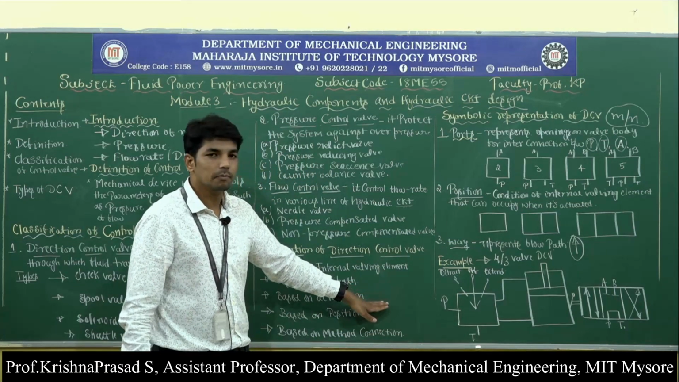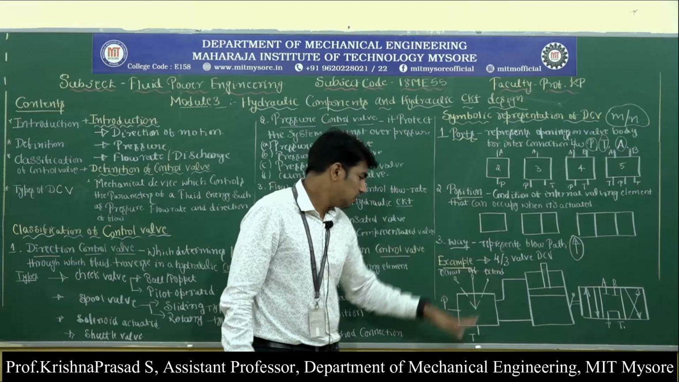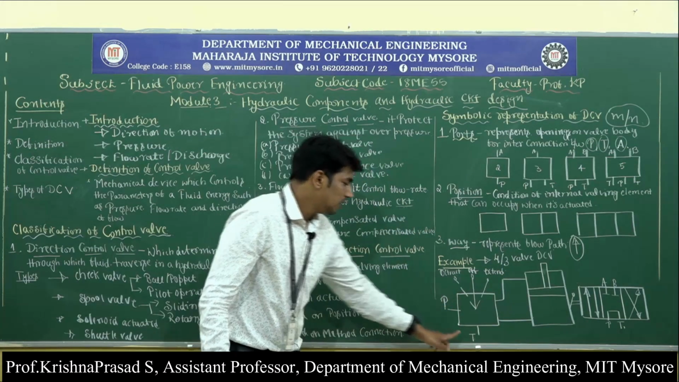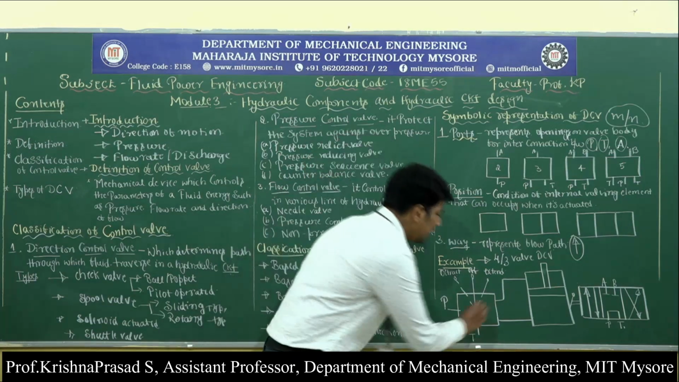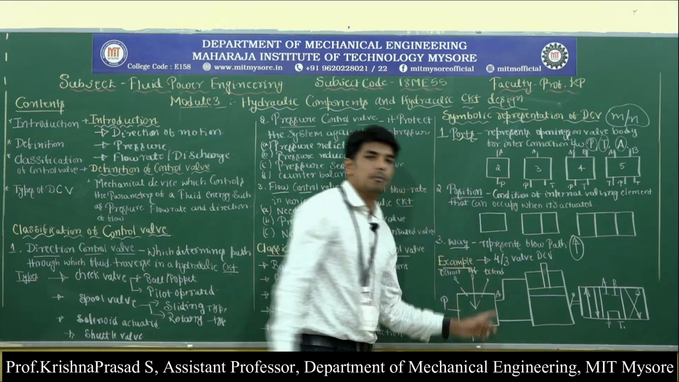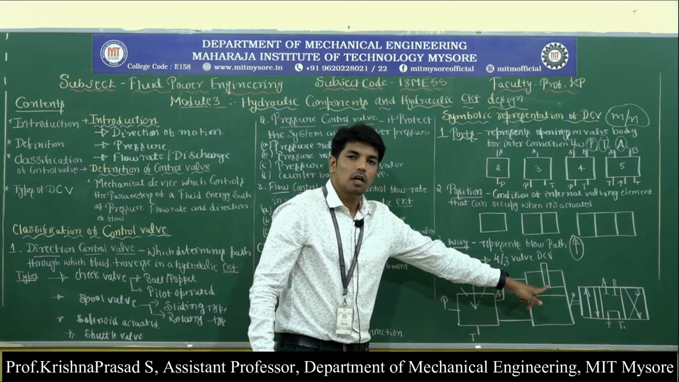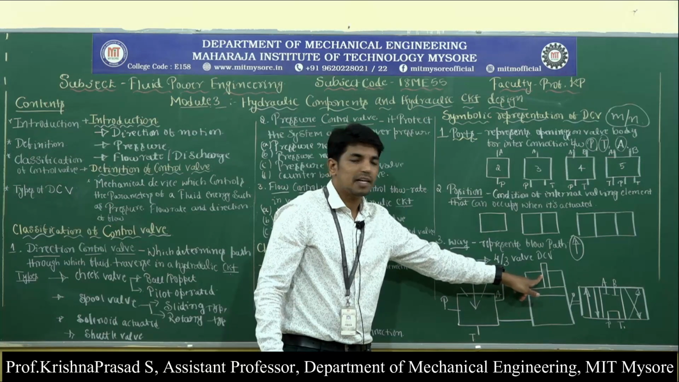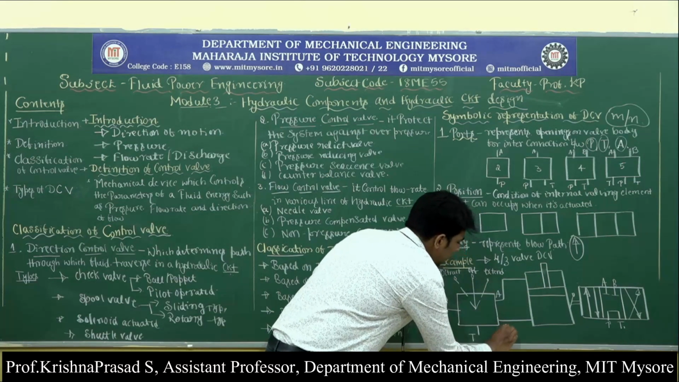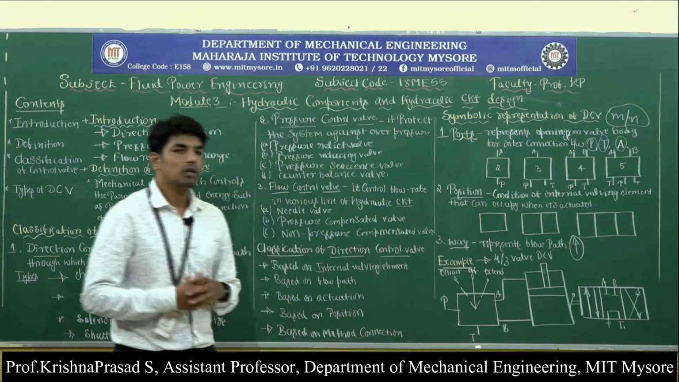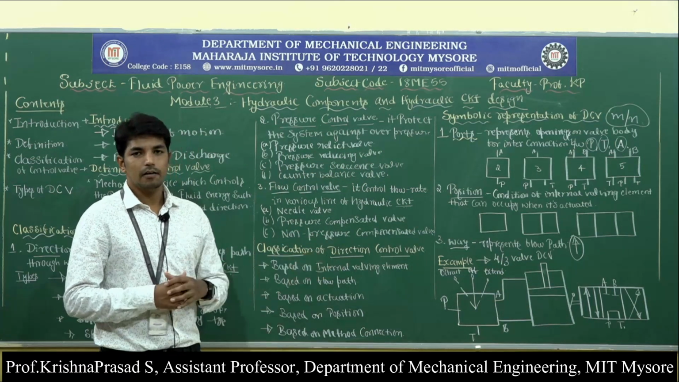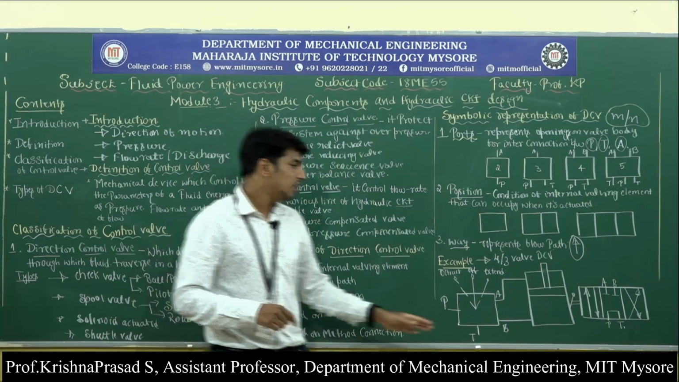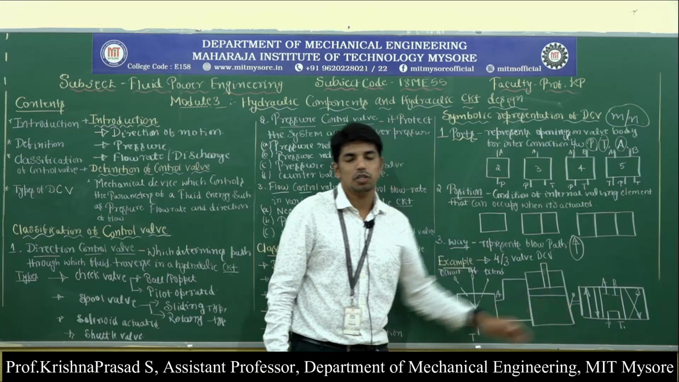Okay. Observe here, there are 4 ports, right? So this is called 4 ports. P is called pump port, T is called tank port, A is called one of the ports connected to the actuation system like the cylinder, and another one is called B. Okay. Observe here. Initially the cylinder is in the extended position. Okay. And the lever is also in the extended position.